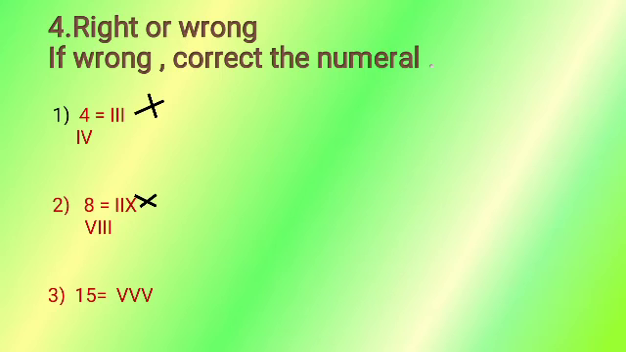15. We repeated thrice. Earlier we saw the rules: we never repeat twice or thrice. So again this is wrong. What is our correct answer? XV. 6 equals VI. Is it right or wrong? Yes, this is the correct answer.